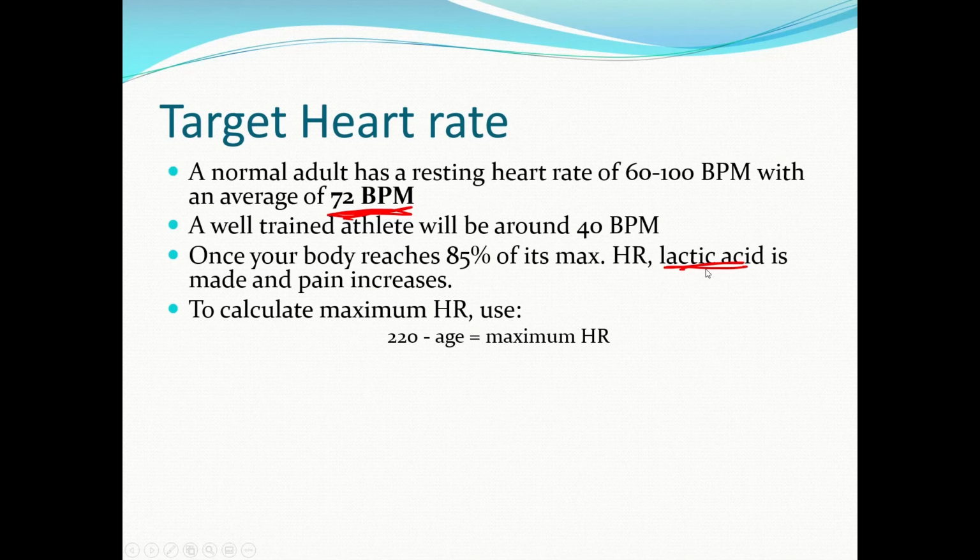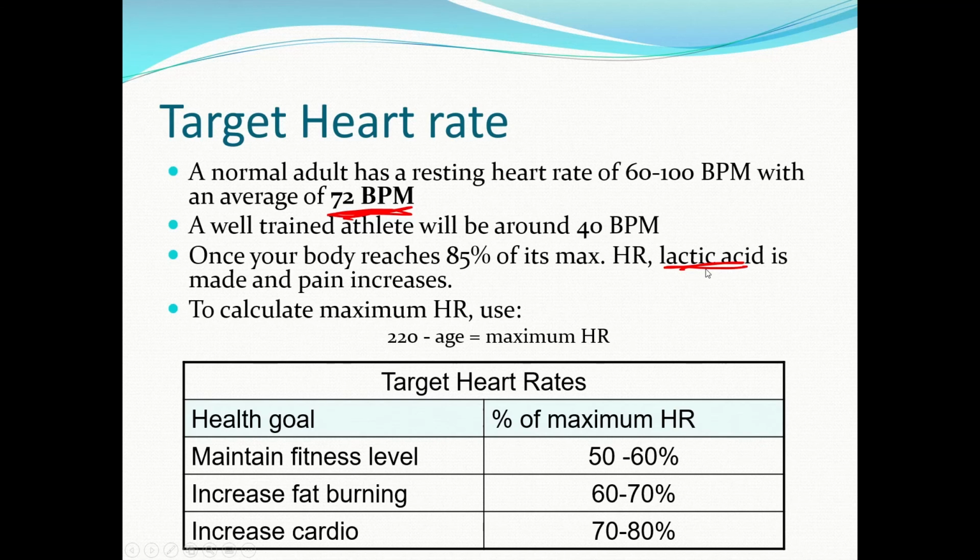Lots of people think they want their heart pumping like crazy to exercise, that it's the only way to exercise, and that's not actually true. It depends on your health goal. If you want to just maintain your fitness level, you only want your heart rate around 100 beats per minute. If you're trying to burn fat, you want to be at 60 to 70%, so 120 to 140 would be the optimal heart rate. And if you want to do cardio, you want to be around 140 to 160.